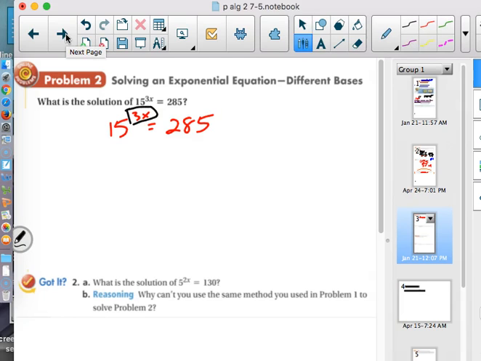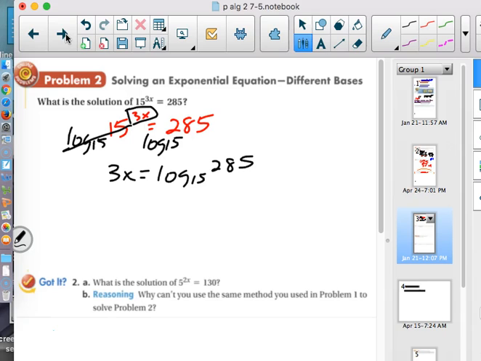So instead, what we do is say, I need access to that. I can't solve this unless I have access to that 3x. It's up there in power land right now. It's my exponent. It can't be there. So to get it down, I have to use inverses, which would be logarithm base 15 of both sides. Because logarithm base 15 of 15 to an unknown power, that's inverses of each other. Perfect inverses, it's gone. But now this is going to require a calculator. And it also requires us remembering how do we get logarithm base 15 of 285 on a calculator. Tell your partner what you punch in to get this mess on the right.